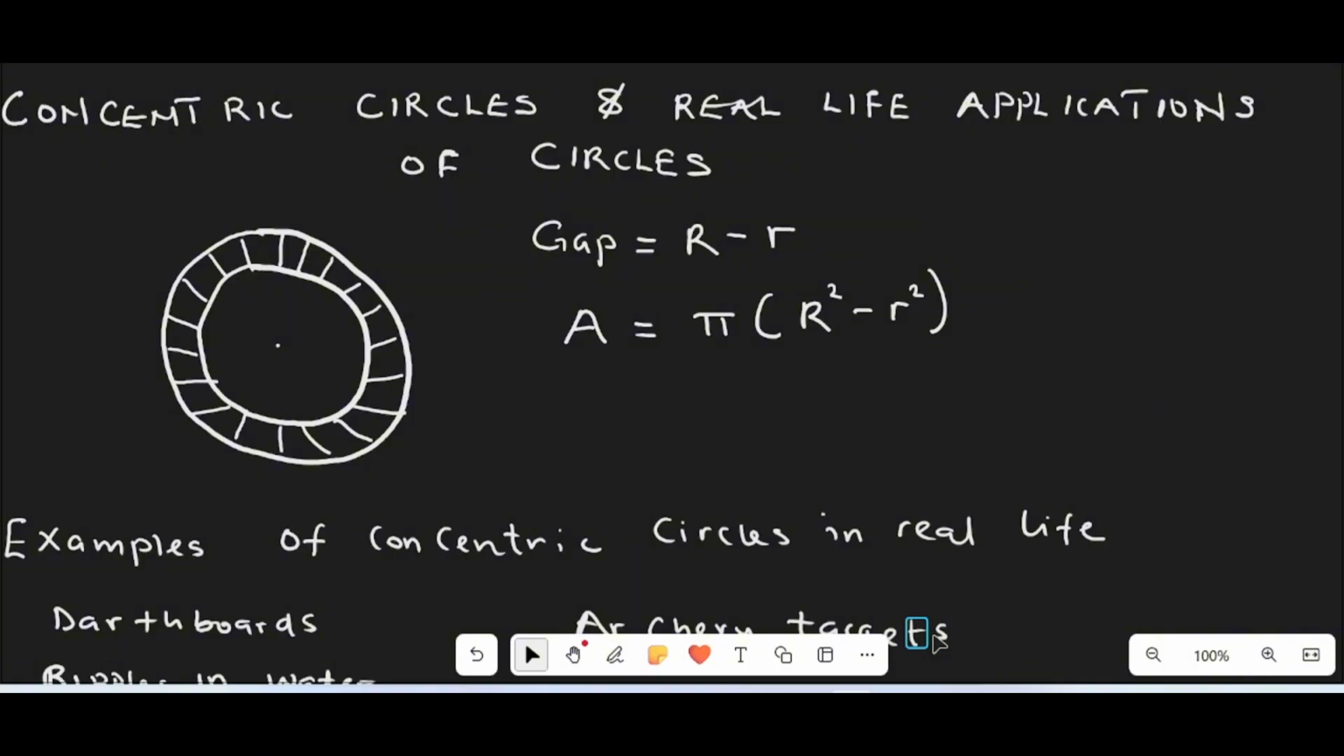So, concentric circles are simply circles with the same center but different radii. They form an annulus region, appear in many real-life objects, and have useful formulas for finding distance and area. In the next video, we will continue with more circle concepts.